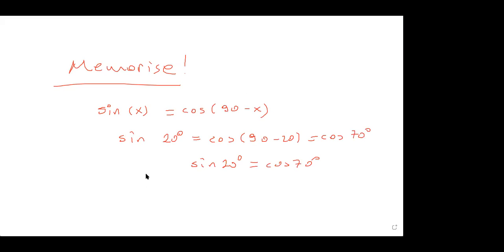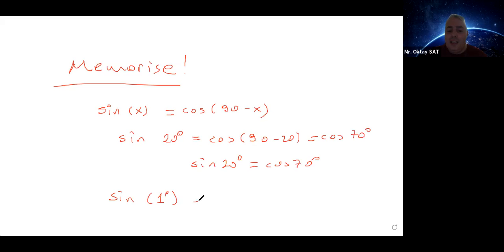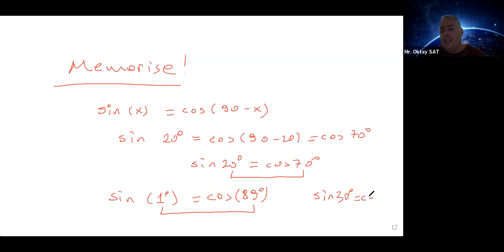For example, sine of 1 degree is equal to cosine of 89 degrees. Their sum must be 90. Sine, cosine, cosine, sine. So sine of 30 degrees is equal to cosine of 60 degrees. Their sum is 90. Okay?